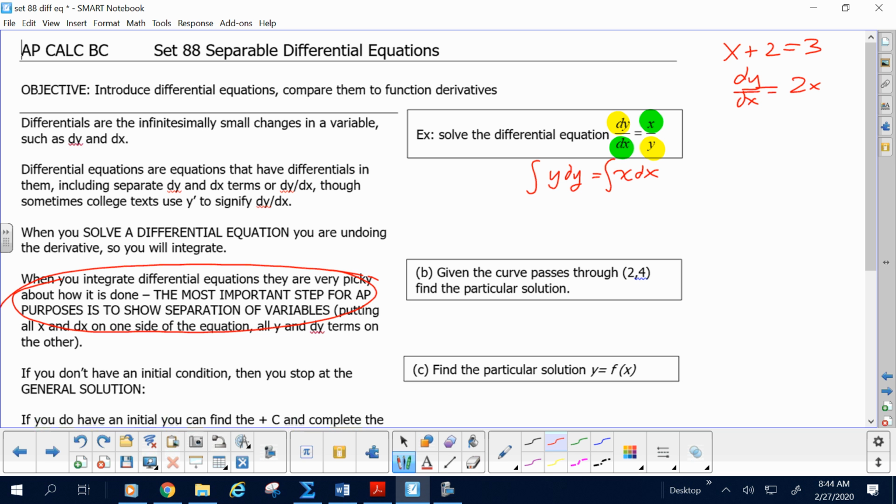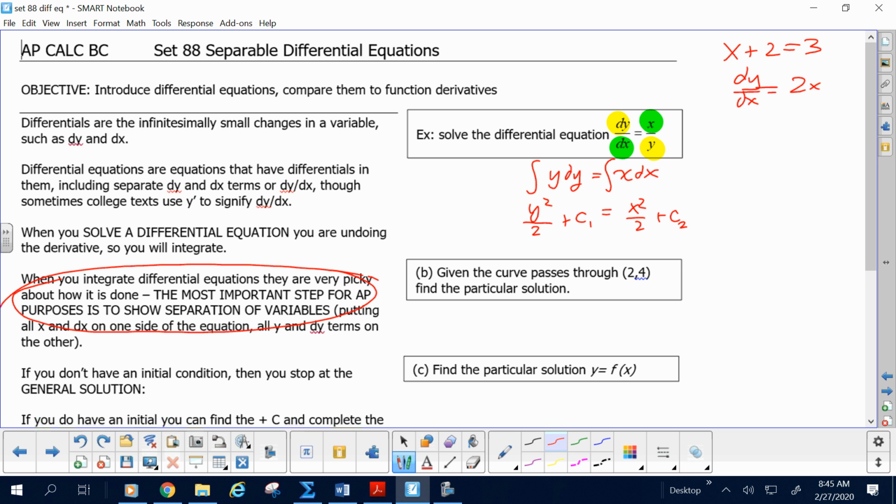What is the antiderivative of y dy? Y squared over 2, okay? Plus a c. I'll call it c1. And when you integrate the right, 1/2 x squared, or x squared over 2 plus c2, because you have a constant on each side.